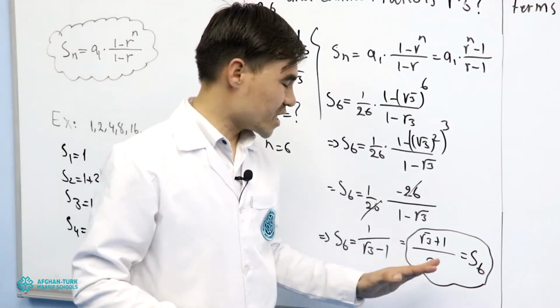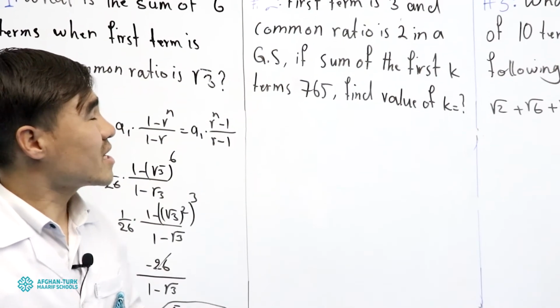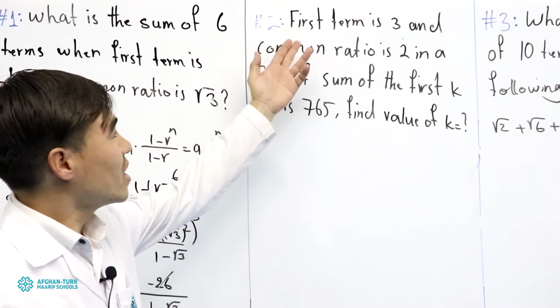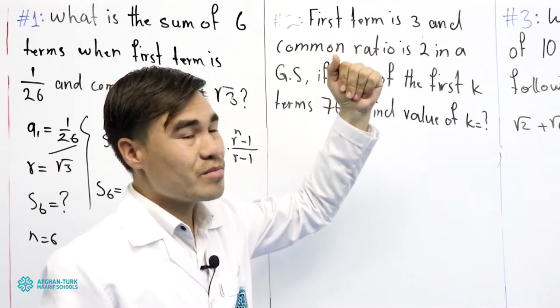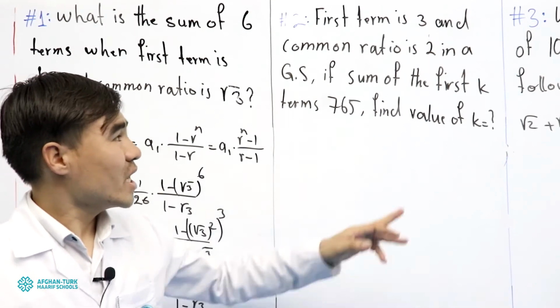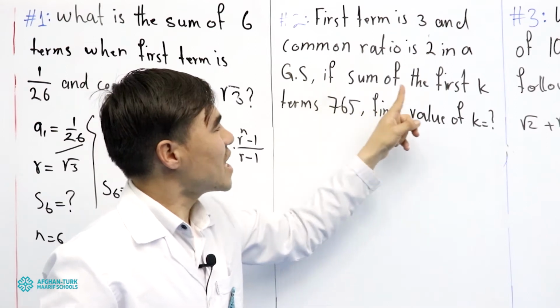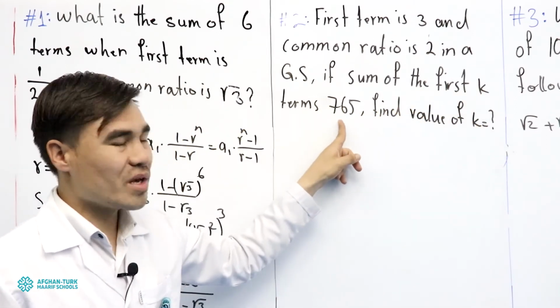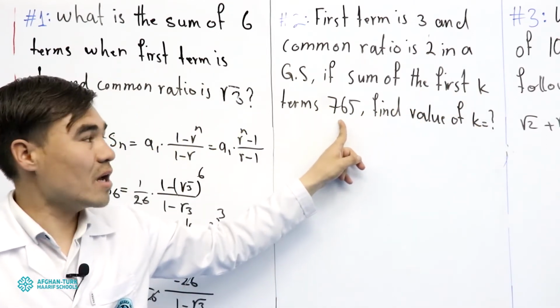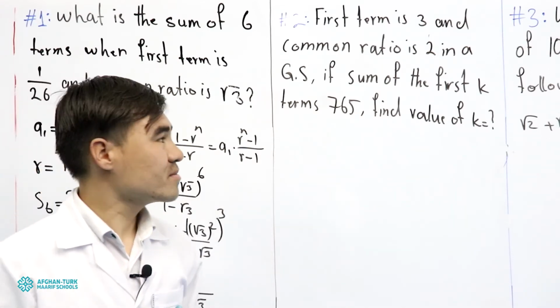Okay, dear students, it was very easy. Let's check the second example. The second example says the first term is equal to 3 and the common ratio is equal to 2. In a sequence, if the sum of the first k terms is equal to 765, it wants us to find the value of k.